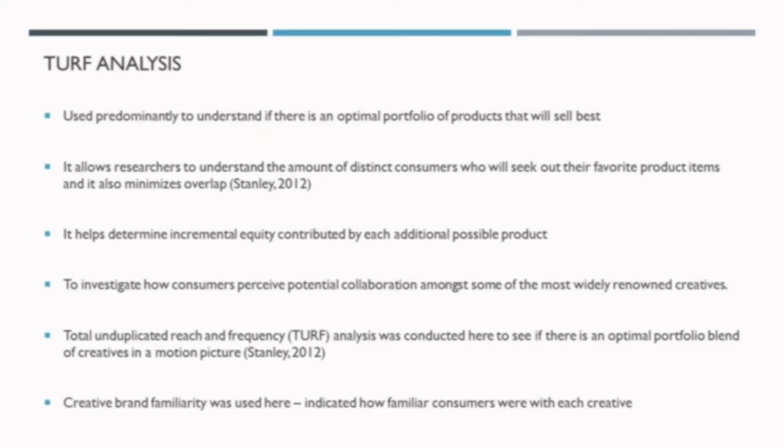And so here I ran a TURF analysis. I ran a TURF analysis to get a better sense of the portfolio, the ideal mixture of creatives. So it's an analysis that's usually used to understand if there's an optimal portfolio of products that will sell best. Is it best to have Ridley Scott, the producer of Aliens, with Will Smith, or is it better to have Christopher Nolan with Will Smith? Or is it better to have Emma Stone with J.J. Abrams?